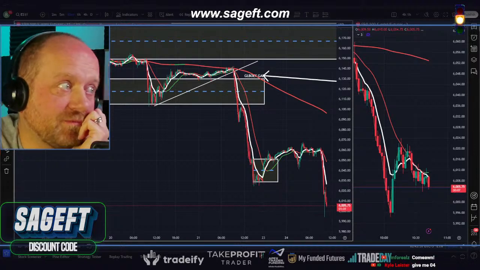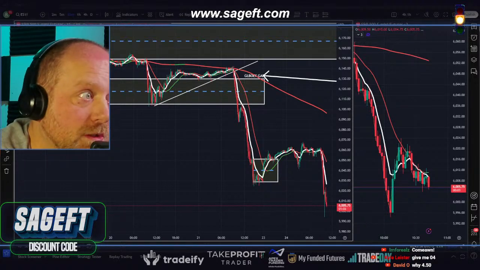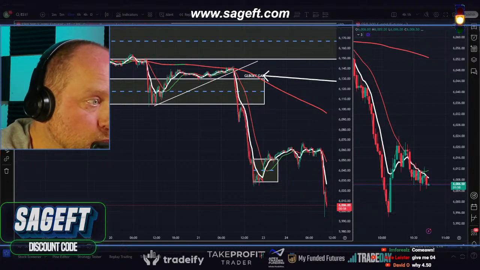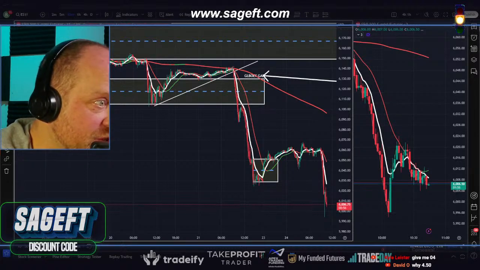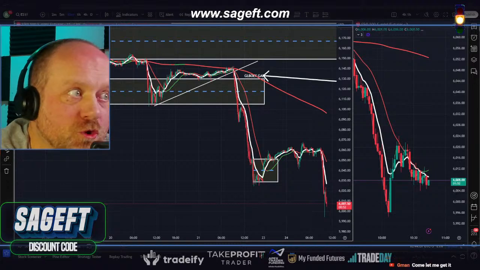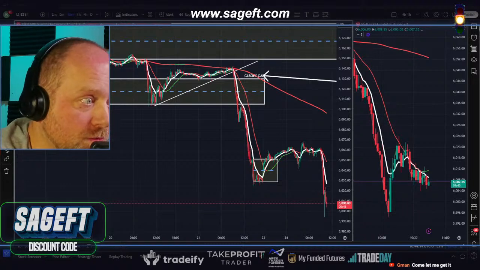Okay, 475 printed. Do they get 450? Show me 450. That's the target. It's 1-to-1 risk reward ratio, 875. I have no trades on.